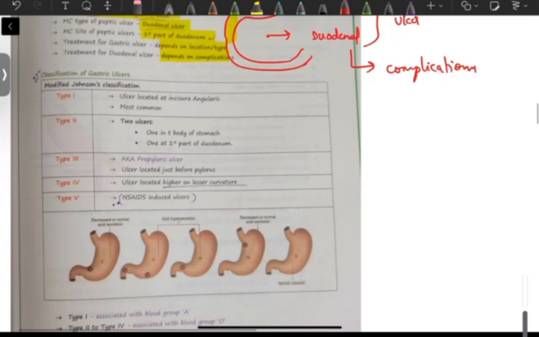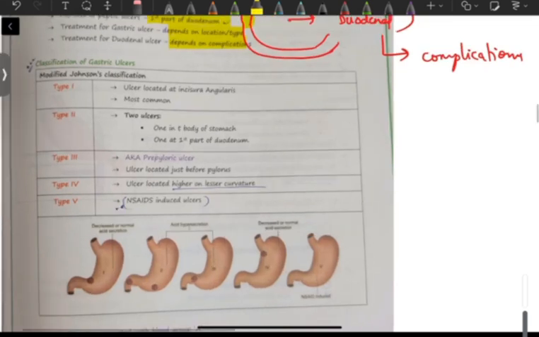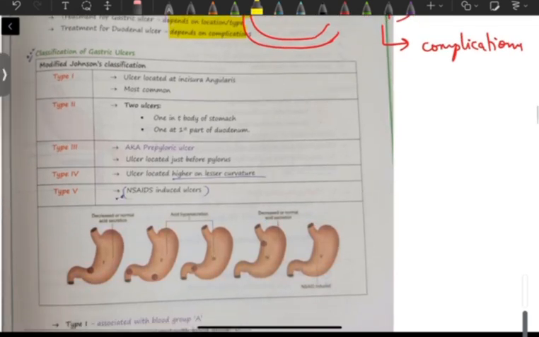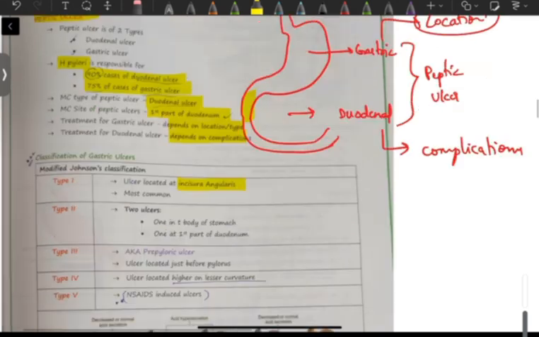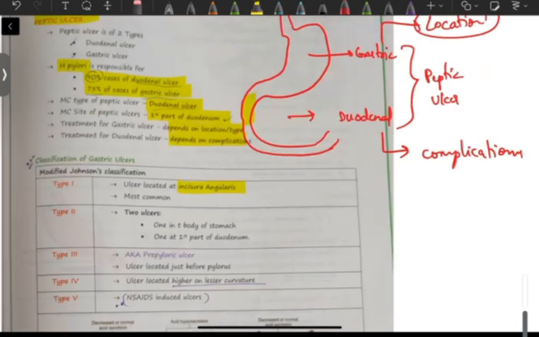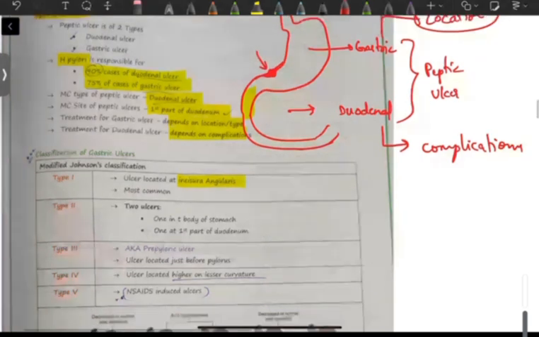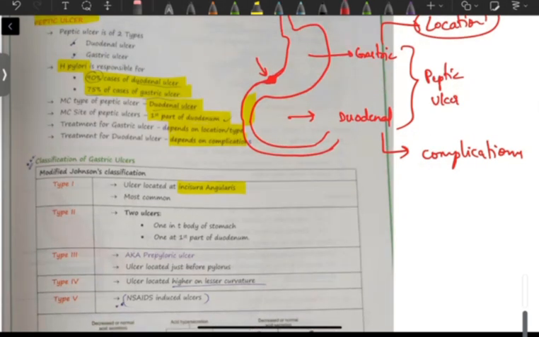How do we classify gastric ulcers? According to the modified Johnson's classification, if the ulcer is located at the incisura angularis, which we had studied is the notch present along the lesser curvature, and it is the most common site for gastric ulcers, so this is the incisura angularis. Hence, if the ulcer is found in the most common location, it is type 1.